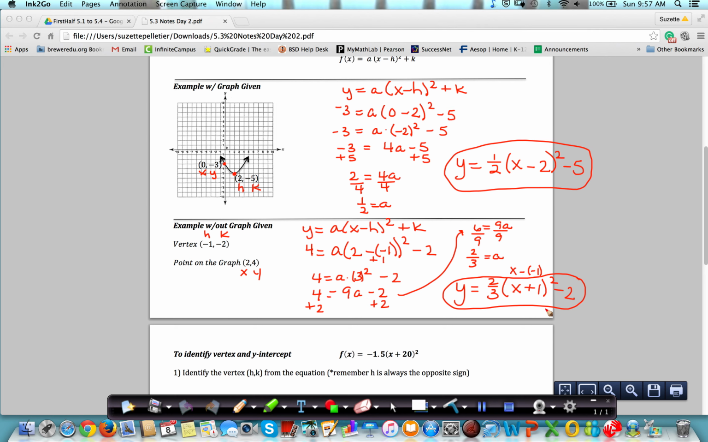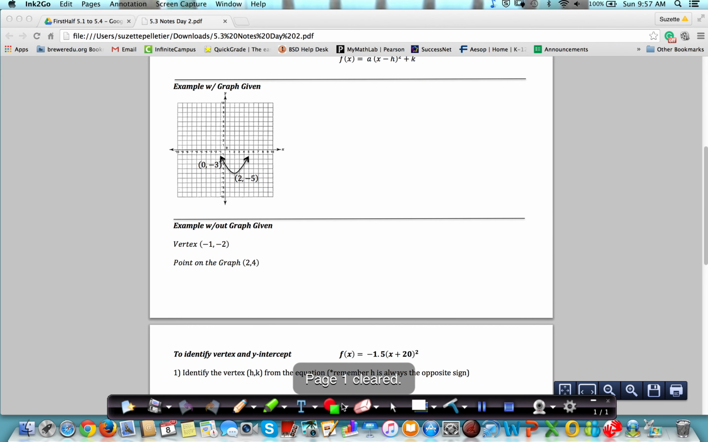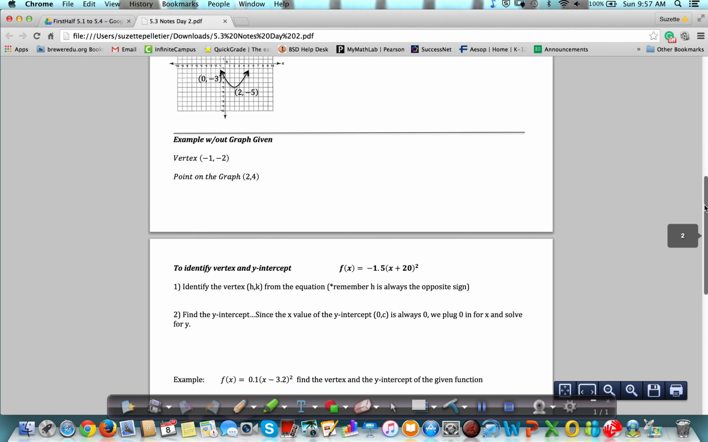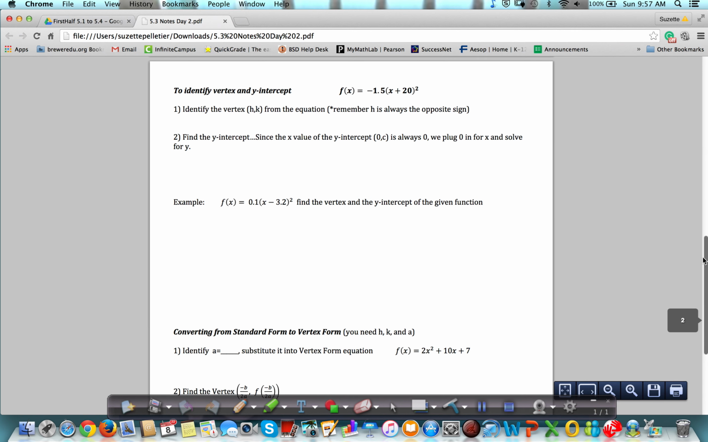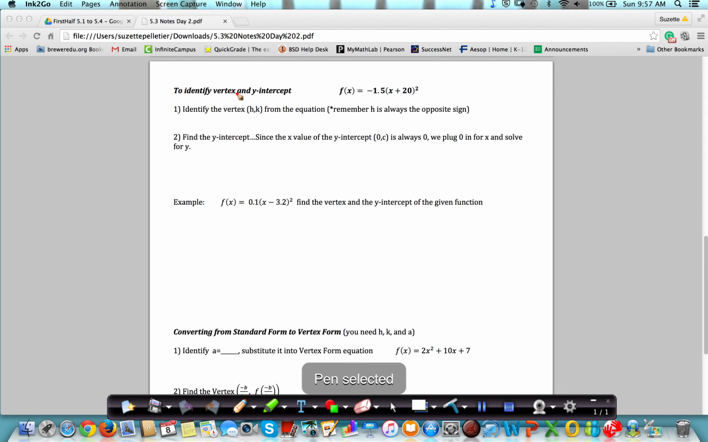Okay. On the next page, we're going to talk about identifying the vertex and the y-intercept if you are given the equation. So a little different. This time we have the equation, and we're just going to derive some of the information from that actual equation. So here's how we do this. Identifying the vertex and the y-intercept.